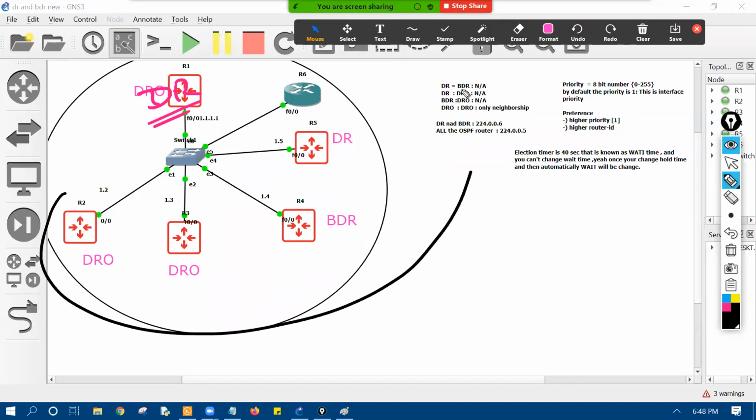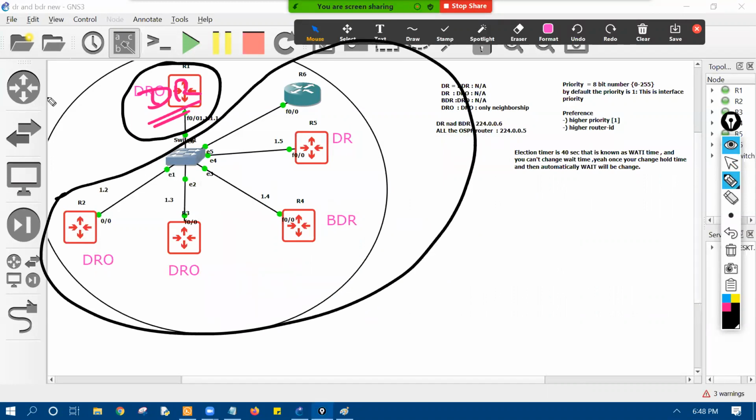Sorry, the BDR, because the DR is already elected. So who will become the BDR? This one has a priority of 100. R6 will be BDR. R6 will be BDR, right?